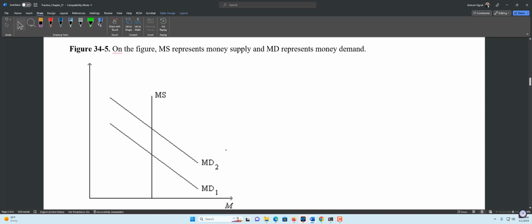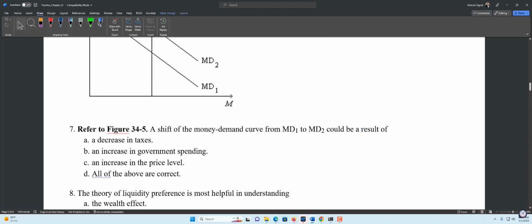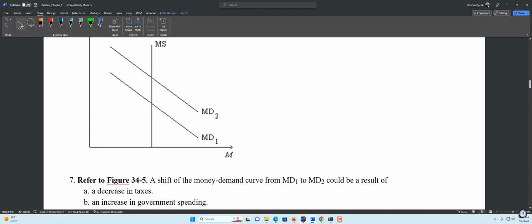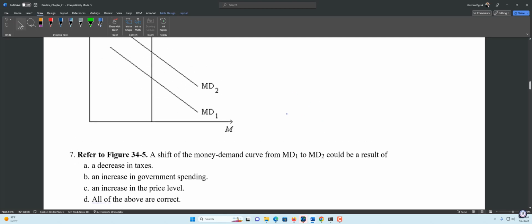Now we have again liquidity preference theory here, demand curves and money supply. A shift of the money demand curve from MD1 to MD2, as you see in the figure, is an increase in money demand. It could be a result of what? So we need to find a reason that actually increases the money demand. A decrease in taxes could increase the money demand. Why? Because when taxes are lower, we have more disposable income, that means after-tax income. So our spending is going to be higher. And if you remember, money demand is the demand for money for buying goods and services.